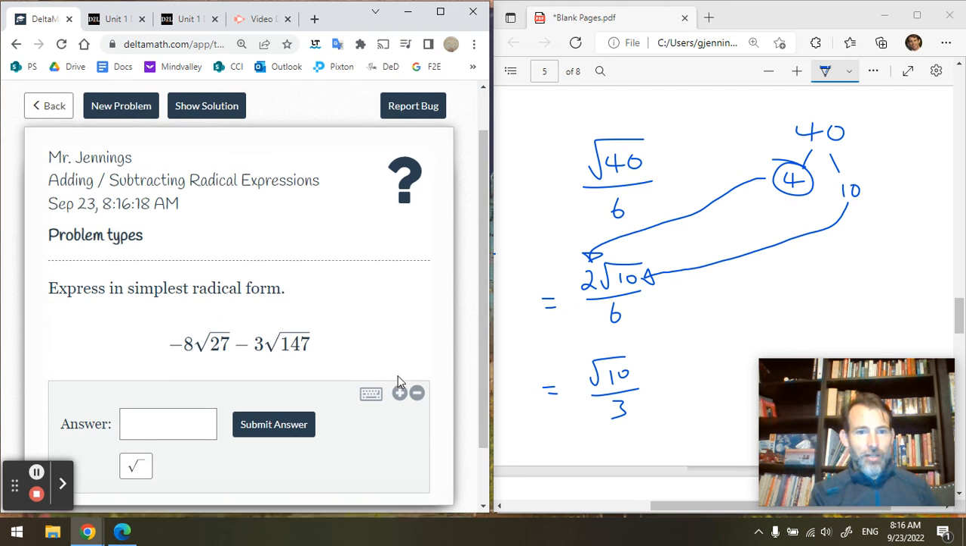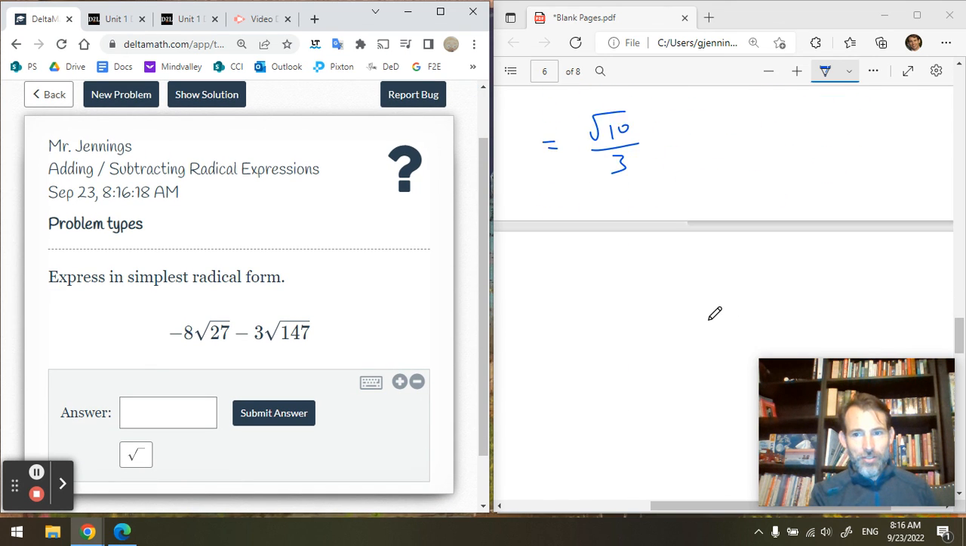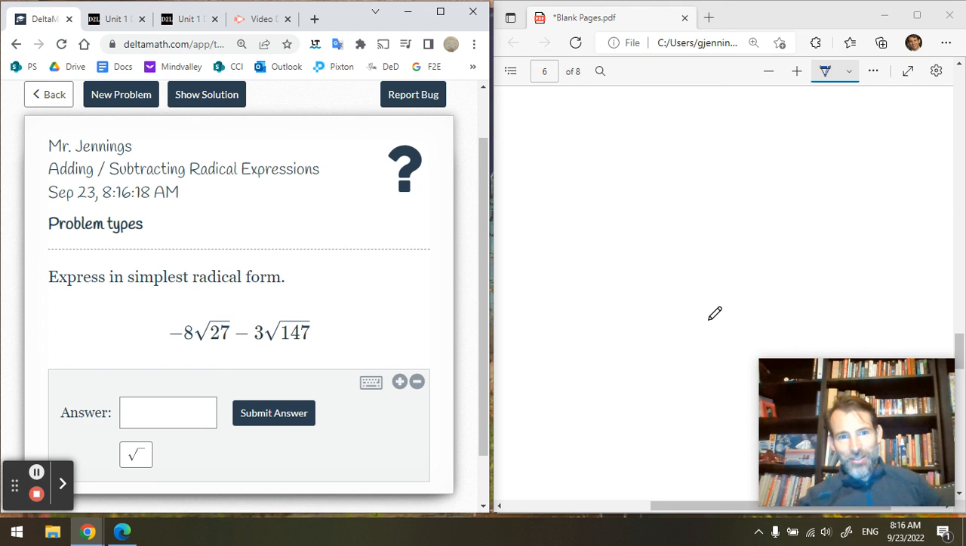Adding and subtracting radical expressions. Ooh, this one looks interesting. Let's take a look. I see some stuff that's happening here. So try them in your head. I can do this one in my head, but now I just feel like I'm flexing on you because I only just taught this to you yesterday.